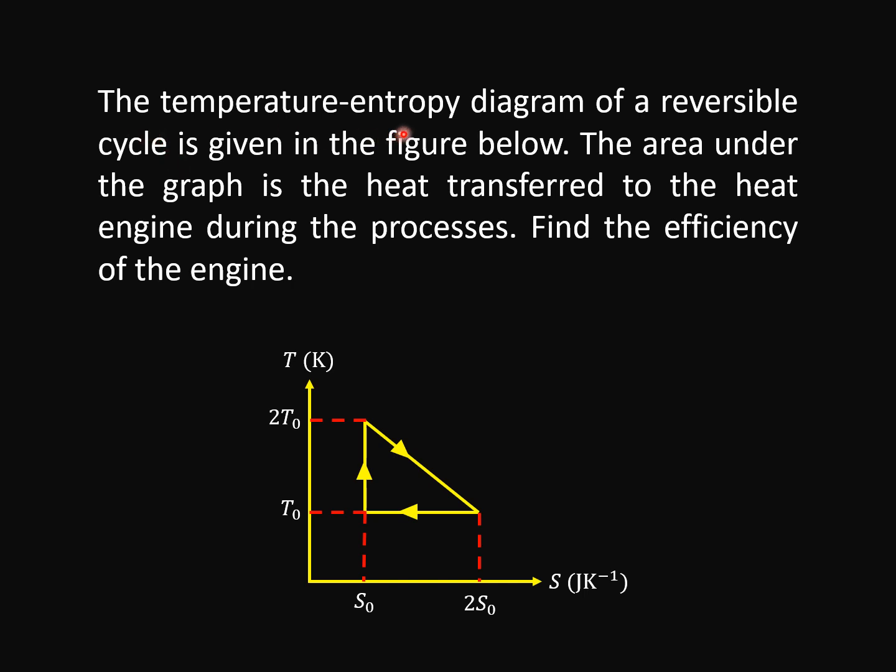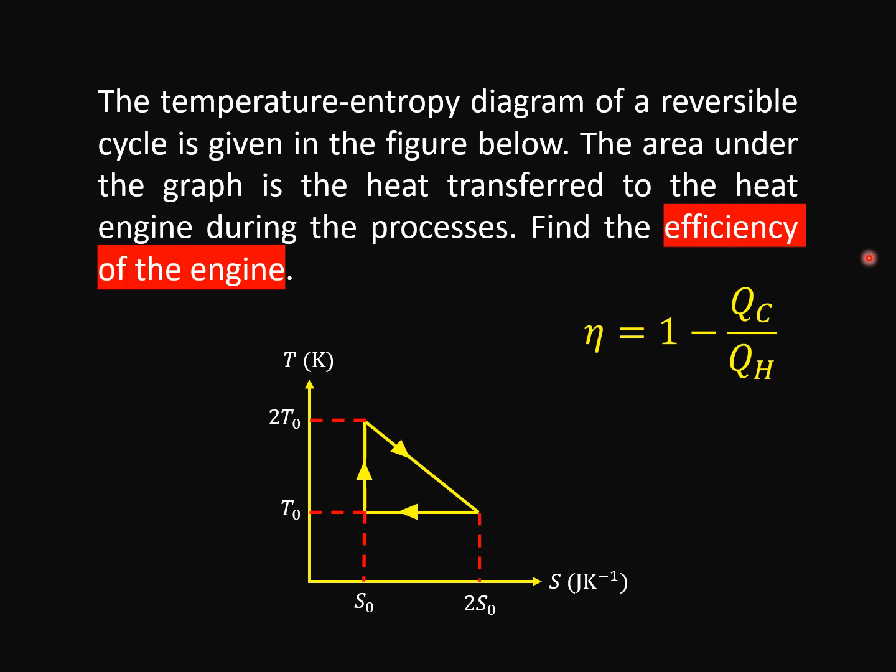The temperature entropy diagram of a reversible cycle is given in the figure below. The area under the graph is the heat transfer to the heat engine during the processes. Find the efficiencies of the engine.